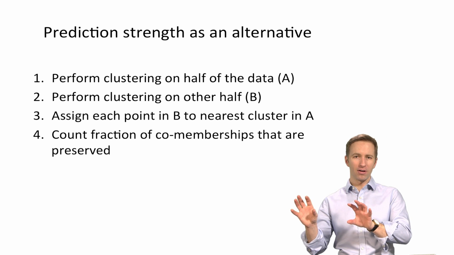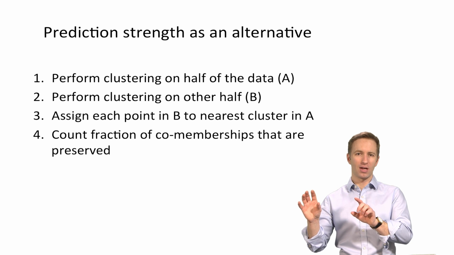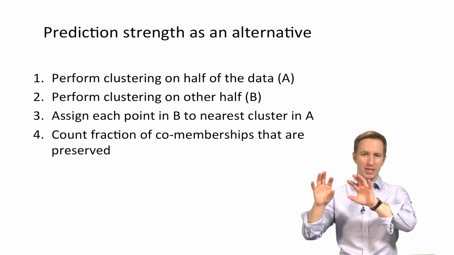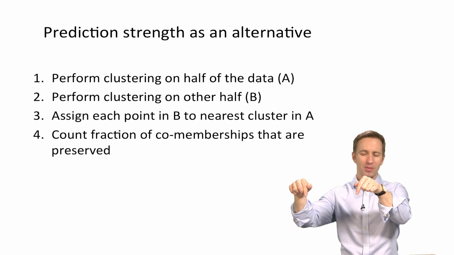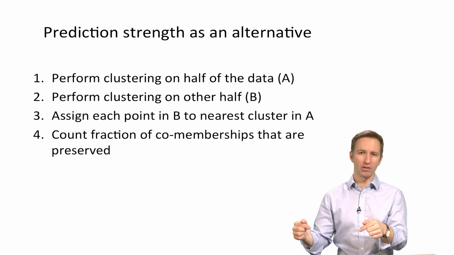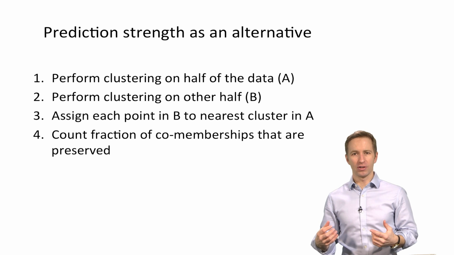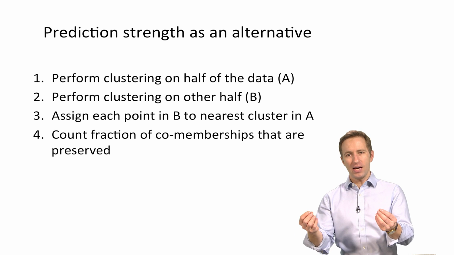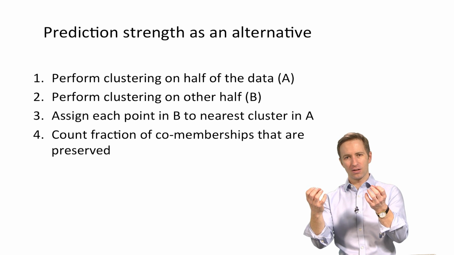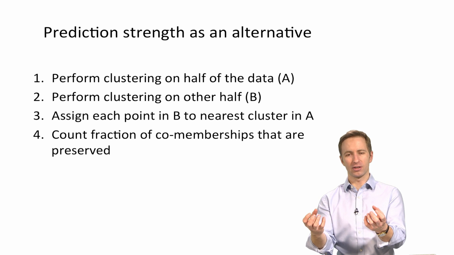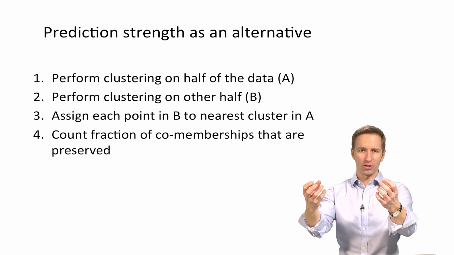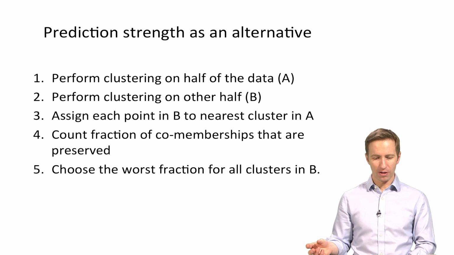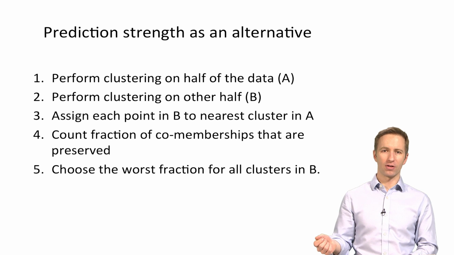And you compare the co-memberships of samples in the actual clustering in the B half of the data to the co-memberships that were obtained when you assigned points to their nearest clusters in A. So in other words, what you're saying is, if I take a random subsample of the data and generate clusters, how well do those clusters represent the clustering structure in the held out portion of the data? And the score that you report is the worst fraction for all of the clusters in B.